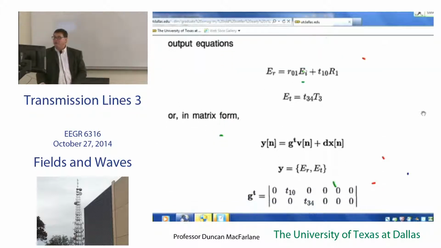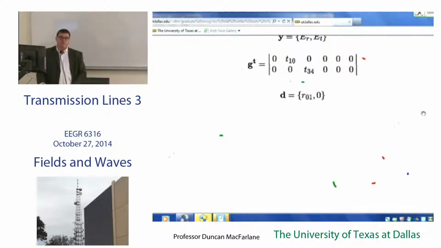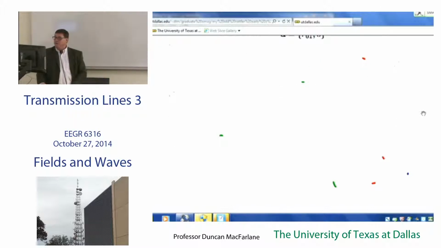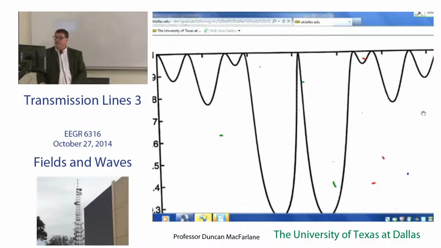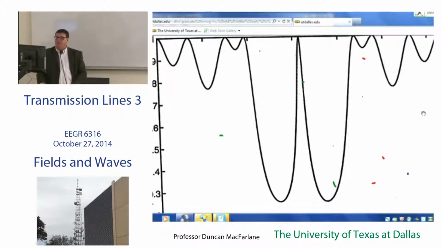So we have the output equations, matrix form. This is all state space. If you do control systems, this is all recasting everything we just did in terms of the control system plant equations. And then I want to show you this transfer function.